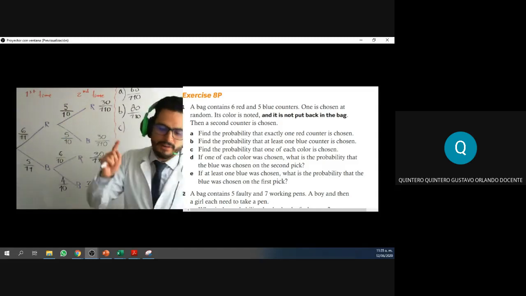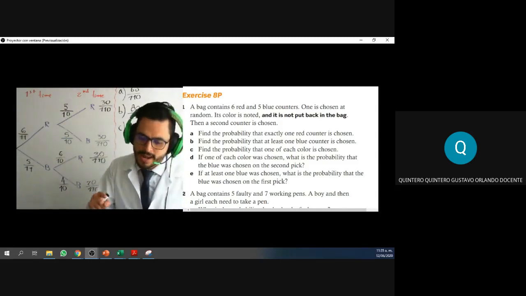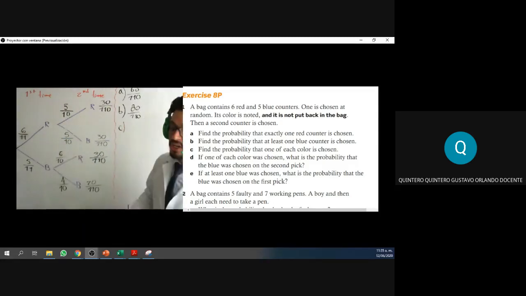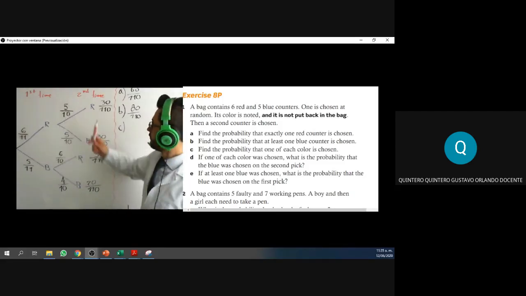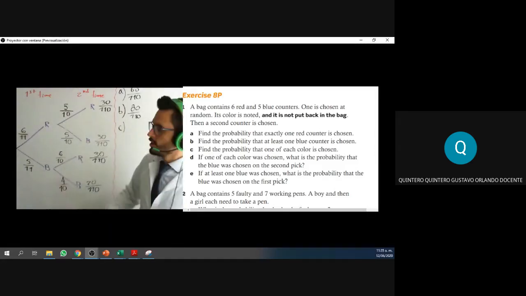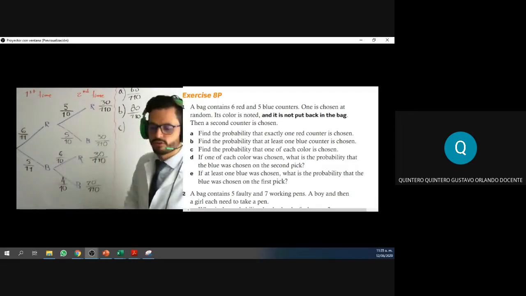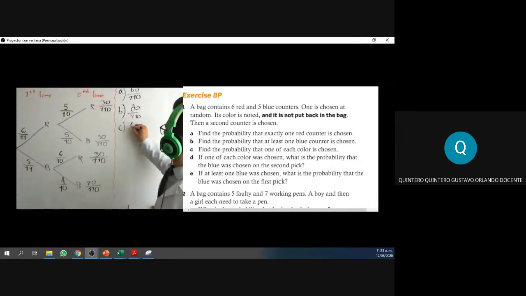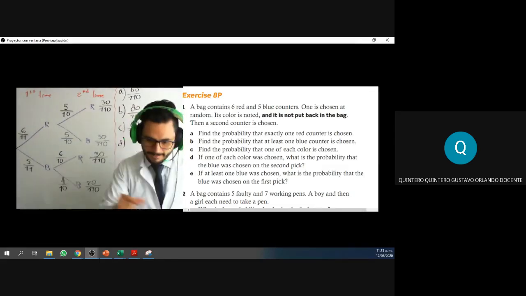Question C. Find the probability that one of each color is chosen. One of each color. So red and red, this one doesn't work, right? Blue and blue, that one doesn't work. So we have the first, the second, and the third combinations as the only possibilities, which is exactly as at the beginning. 60 over 110.